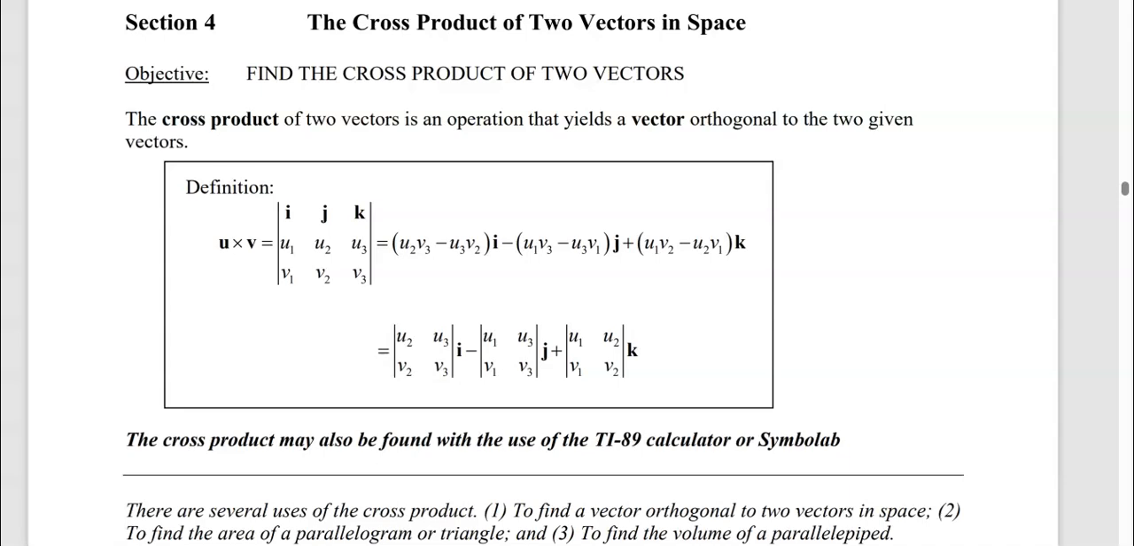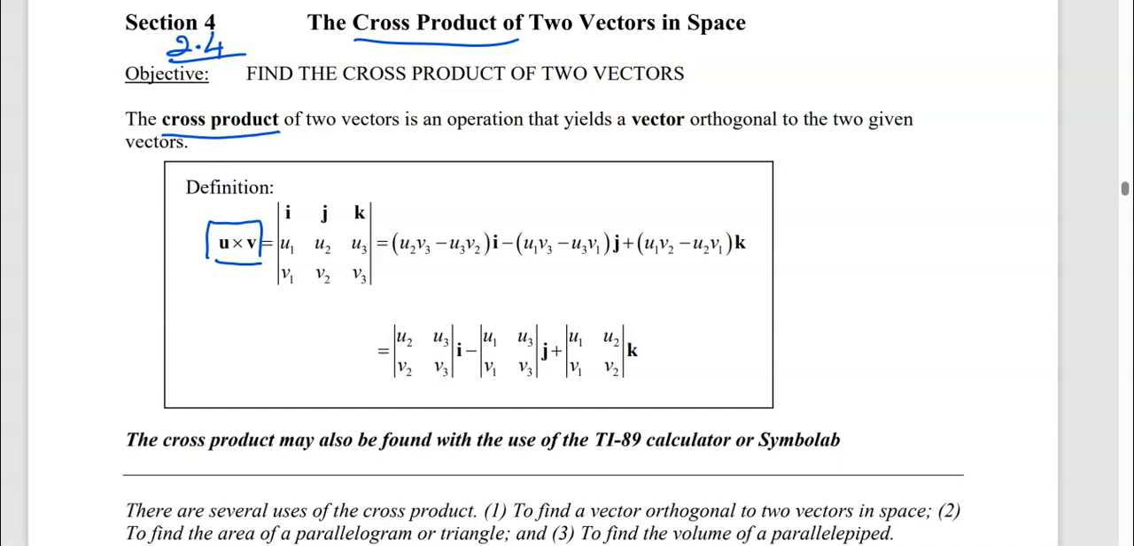All right, let's talk about cross product. This one is section 2.4. What is cross product? This is how you write down vector u cross product v, and you're going to put i, j, k.